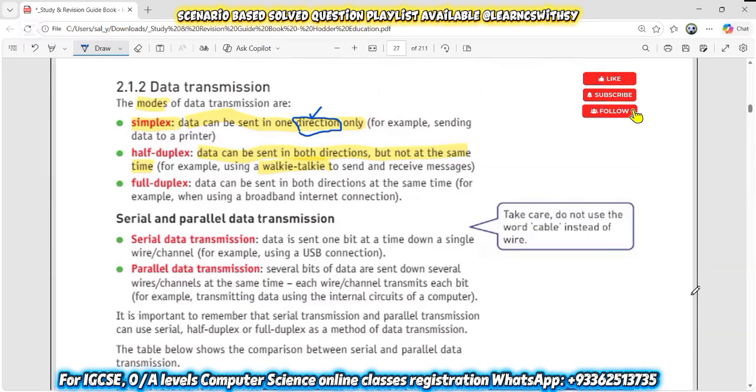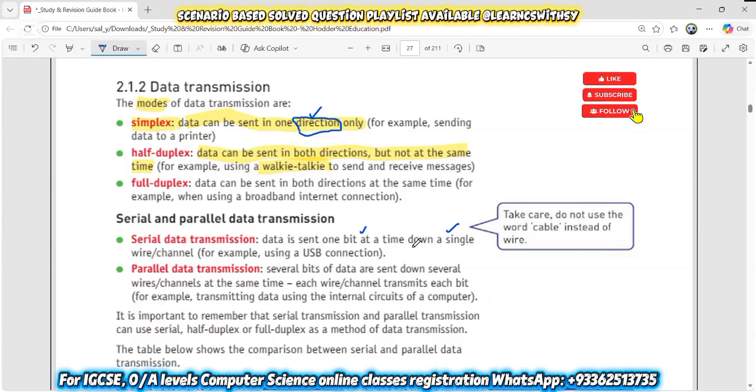Then you can say, take care now. There's one. Serial means data is sent one bit at a time over a single wire. So one bit will give you one mark, and over a single wire will give you another mark. So just be clear. This is how you will be able to gain 2 out of 2.